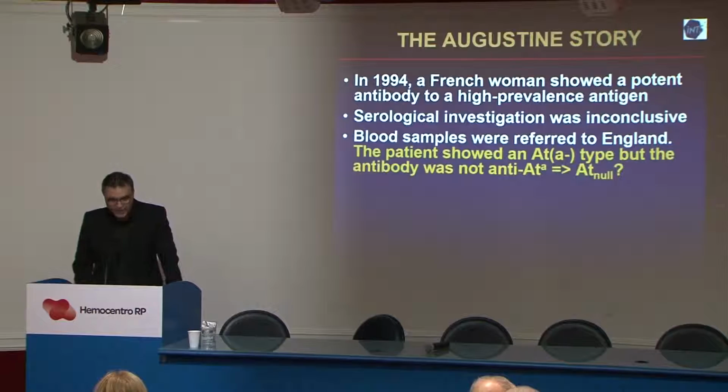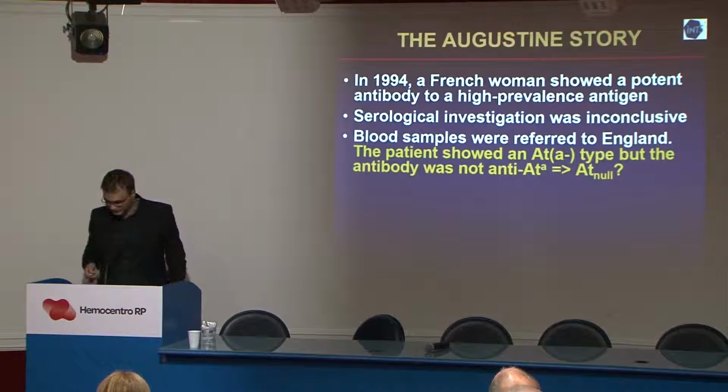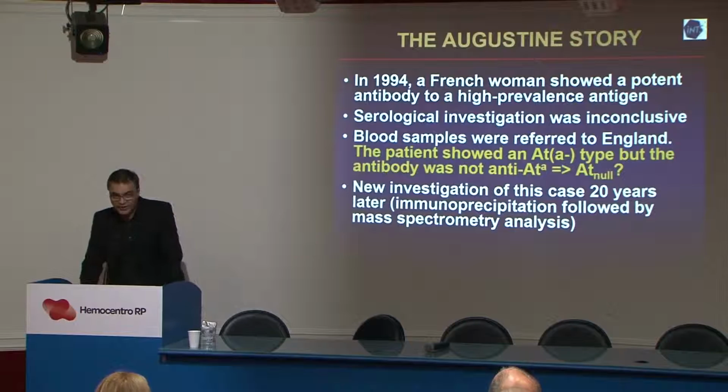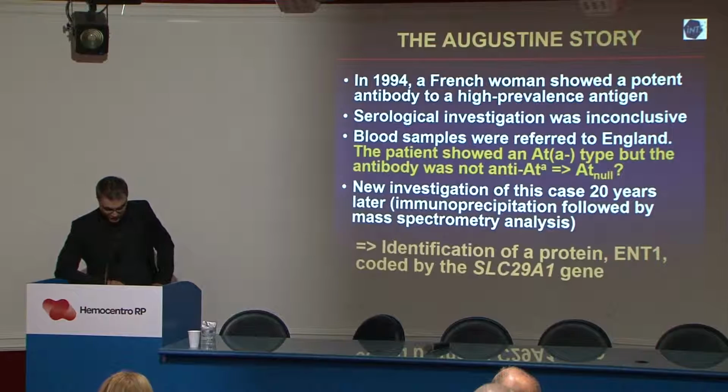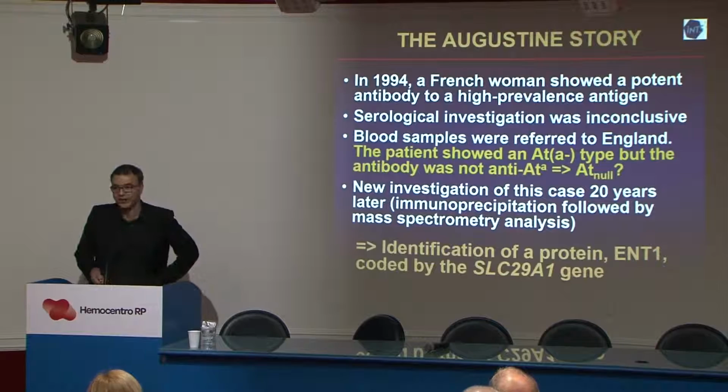So the English people speculated at that time that this lady could be AT null, that's to say no AT protein. And we decided to perform new investigation 20 years later with this case, thanks to the same approach as for ABCG2 and JRA, so immunoprecipitation followed by mass spectrometry analysis. And we found a protein, ENT1, that carries the ATA antigen. And this is coded by the SLC29A1 gene.